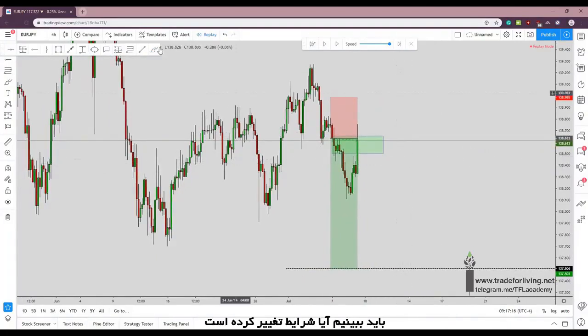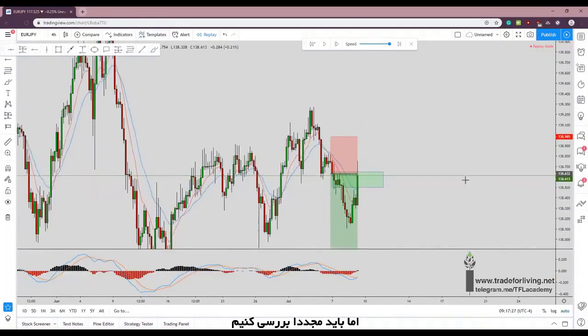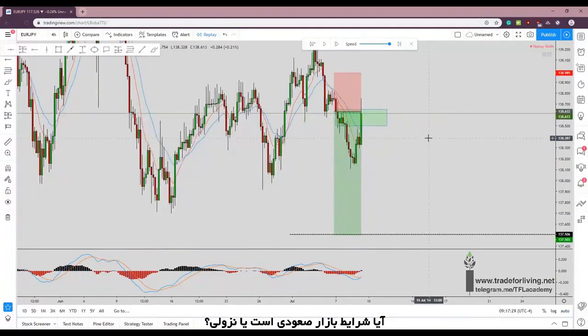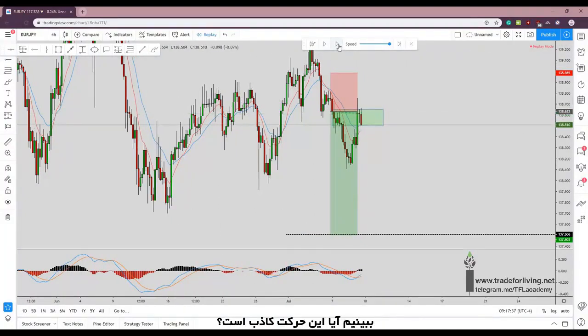We need to see if something has changed in the market. Has the market changed environment? Yes or no? We already know that the market overall is supposed to go to our target, but we need to reevaluate again, is the market in a bullish or in a bearish environment? Now MACD is still below the 0, the 10 is still below the 20, so everything is still pushing to the downside. Let's see if this was just a fake.